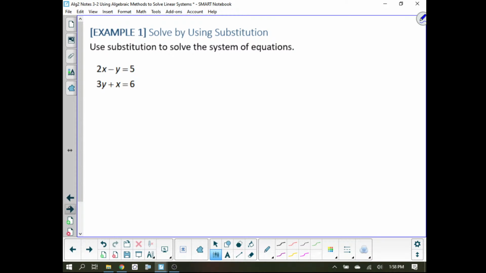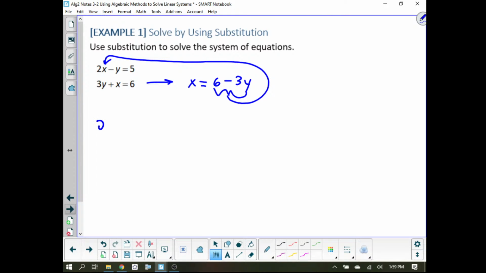Now, it really doesn't matter that much, but I'm going to go ahead and solve for x in the bottom. So that's just a single step, just subtract 3y over. X equals 6 minus 3y. This equation tells us that x is equivalent to this expression, which means anywhere that I see x, I can replace it with that expression. In other words, I can substitute this in for x. So I go to the top equation, and I'm going to put that in for the x. So we have 2 times (6 minus 3y) minus y is equal to 5. I replaced the x by this expression here.